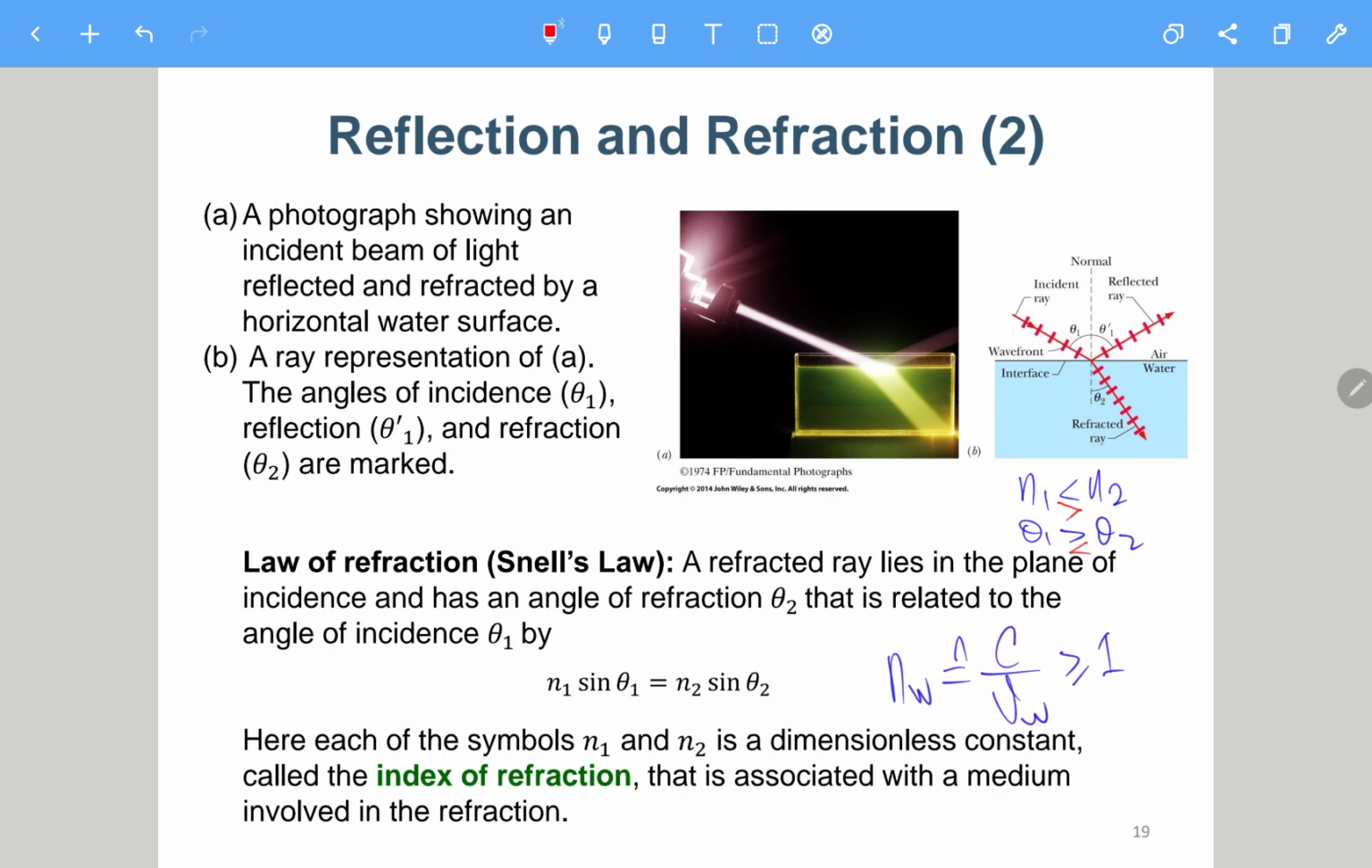If n1 is larger than n2, then theta 1 will be smaller than theta 2.